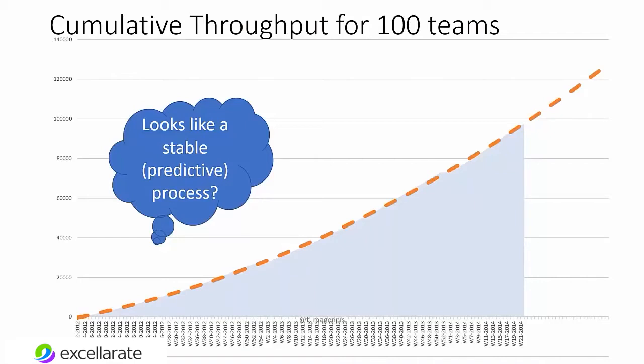So an example might be roughly what will the throughput be for our 100 teams in 6 months' time. And often we look at a cumulative view of throughput delivered by teams, and you can see that this sort of growth looks like it's a nice predictable process. That's great, we can be pretty good forecasting what our total throughput is going to be in 6 months' time, because this is nice and stable.